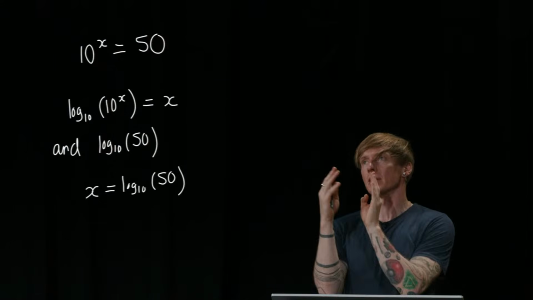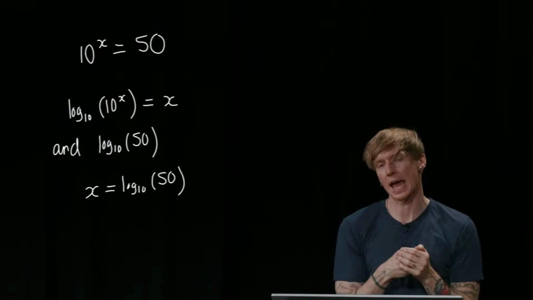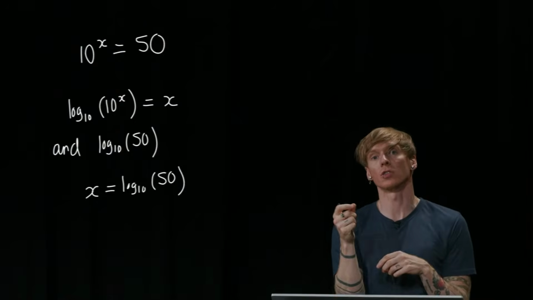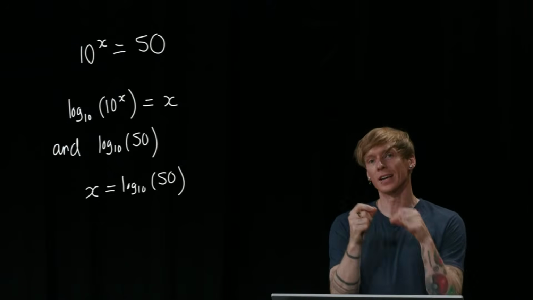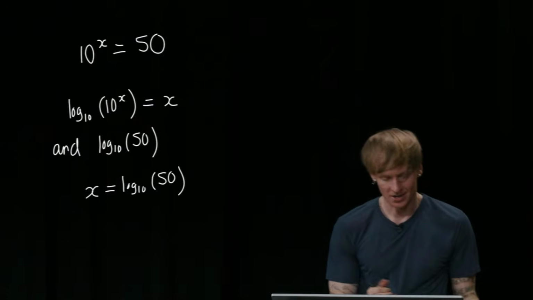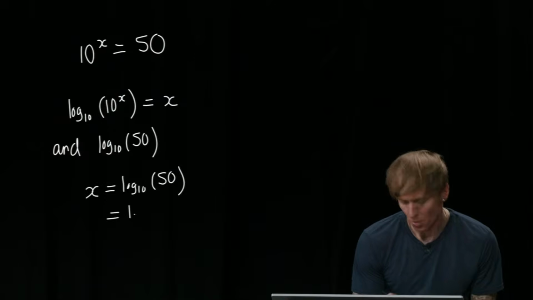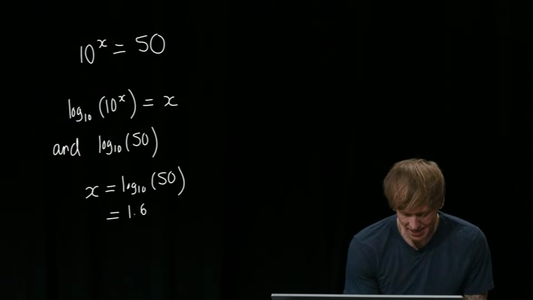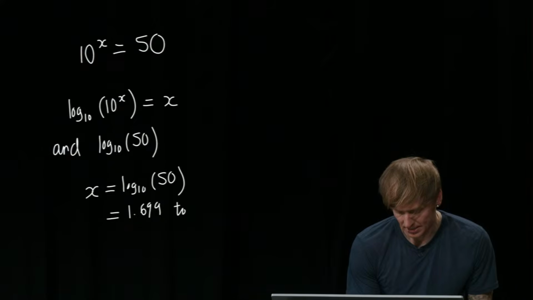But since we know that 10 to the 1 gives us 10, and 10 to the power 2 gives us 100, we expect the answer to be somewhere between 1 and 2. And when you plug that into a calculator, you'll actually get that x is equal to 1.699 to 3 decimal places.